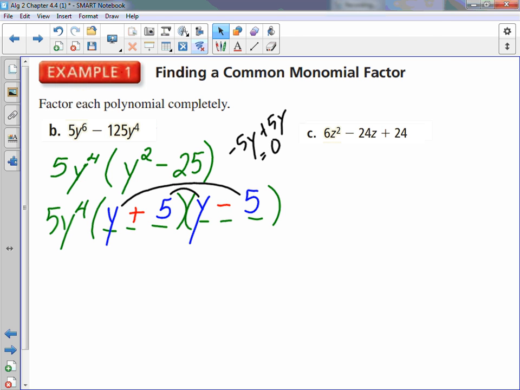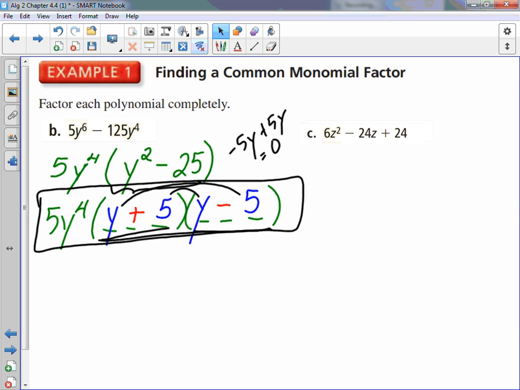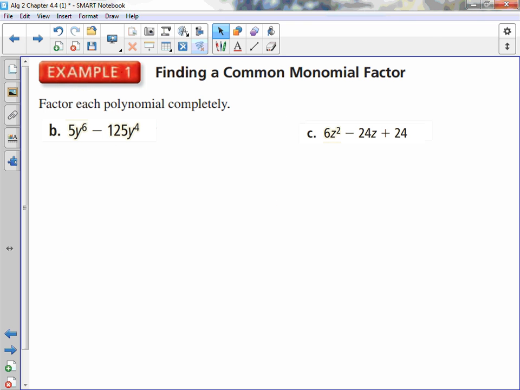Whenever we're looking at completely simplified, I'm looking at what's inside parentheses here. Because both these parentheses, the degree is 1, yes? It can't go any further, so we're done. This is factored completely. Questions on this here? Let's do one more before we move on to the next type.